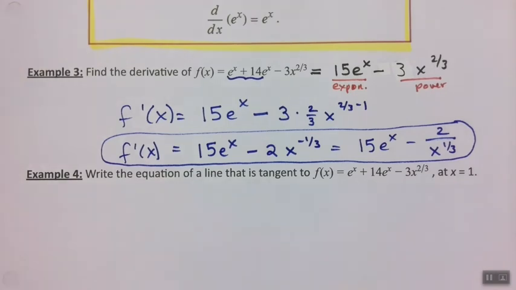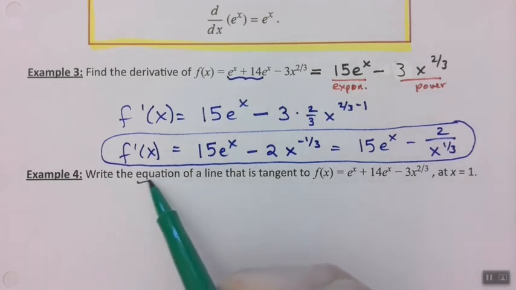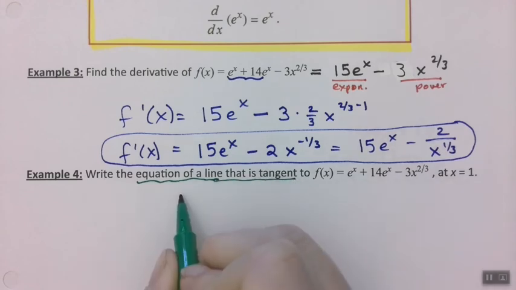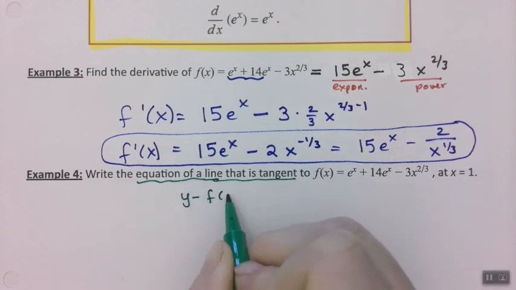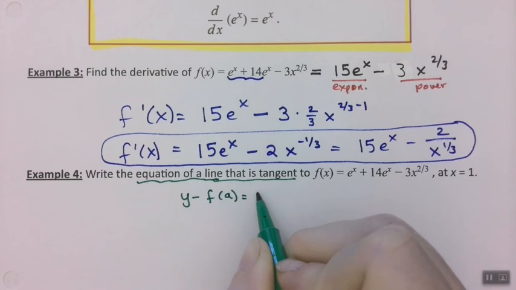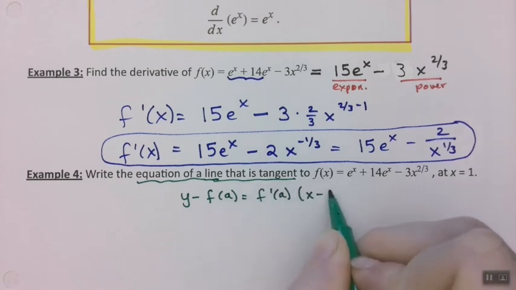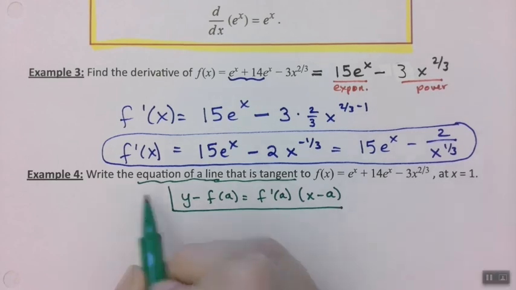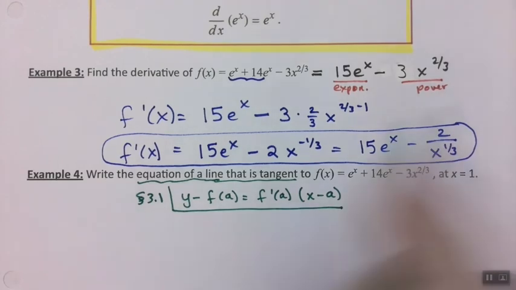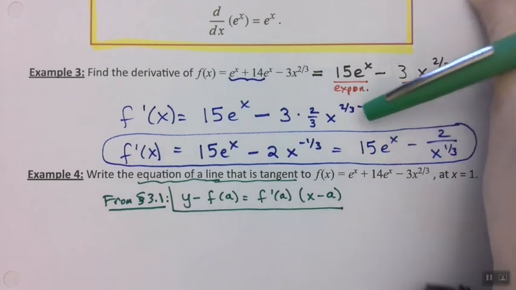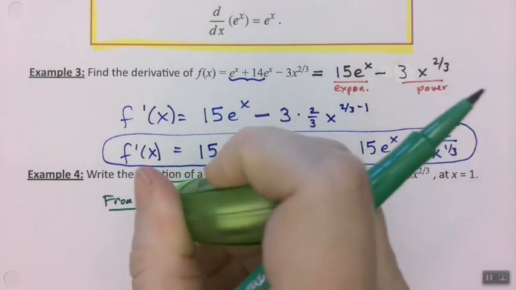So knowing that derivative that we just found helps us find the equation of a line that is tangent to that same function. So remember that the equation of a tangent line, well actually any line, but a tangent line in particular, is y minus f of a equals f prime of a, because that's the slope of the tangent, times x minus a. We learned that in section 3.1.